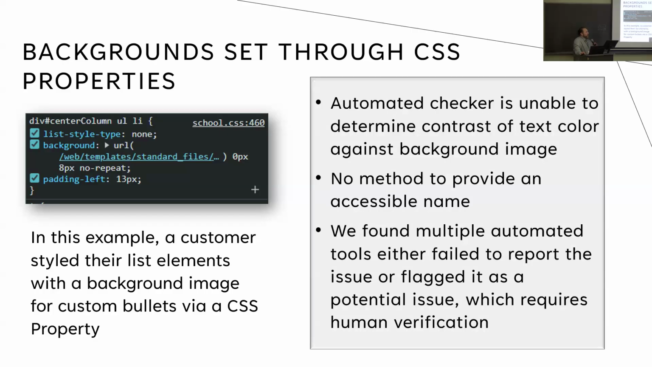Same thing with opacity. When you set an opacity on a color or on a background color, the automated checker has a really hard time understanding it. So there's other ways to get custom bullets, and that's what we recommended to this customer. But I just want to say, even if you are using valid HTML and CSS and JS, you could be creating automated checker unfriendly sites.